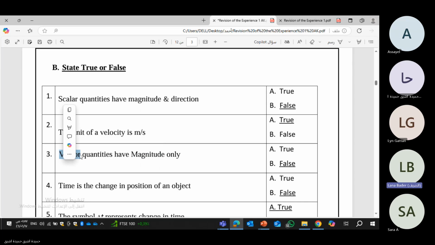I have a question. Yes. On the exam, do you have to correct the wrong ones? No, you shouldn't correct the wrong ones. It's okay, just true or false. Okay.